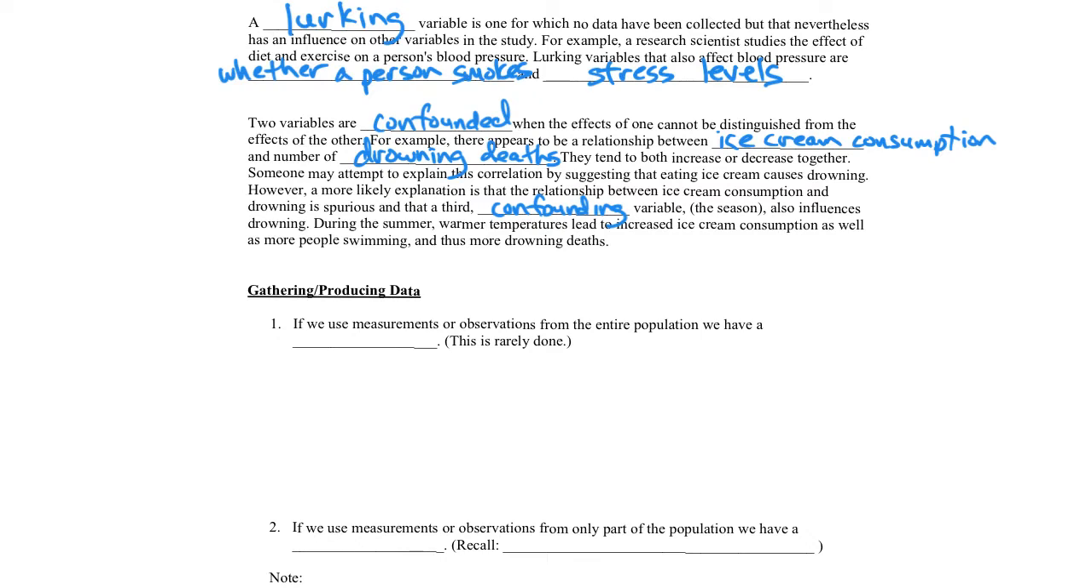So now we have to talk about how do we get this data. And there are many ways to produce data. The first one we look at is the census.